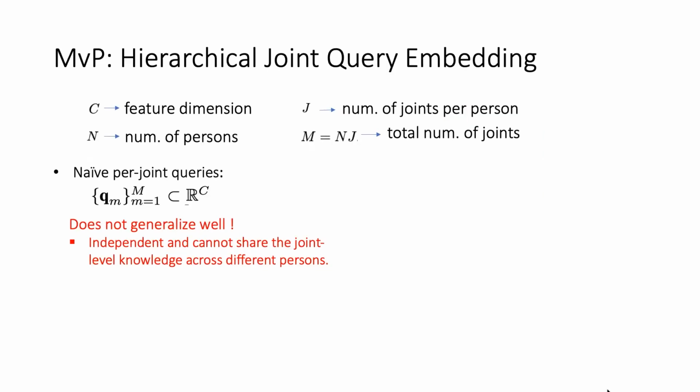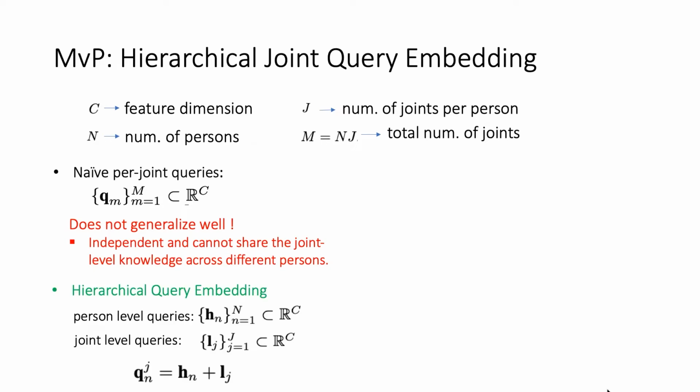So how to construct those joint queries? The most naive way is to use per-joint queries. That is, we use an independent query embedding for each body joint. But we find this scheme does not generalize well because the joint queries are independent and cannot share the joint-level knowledge across different persons.